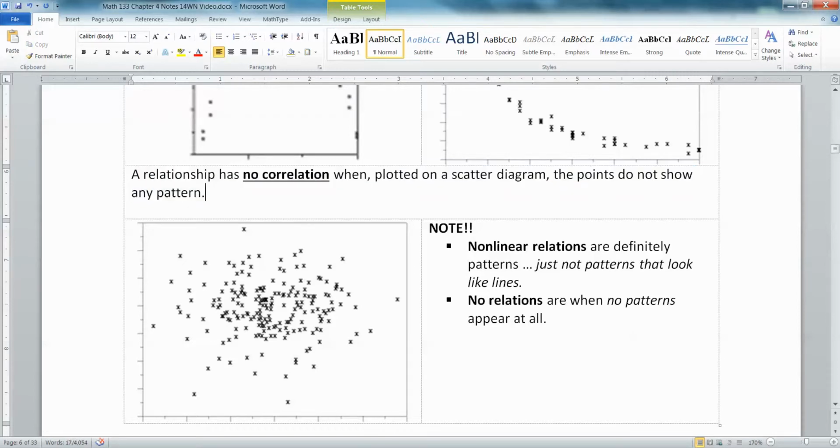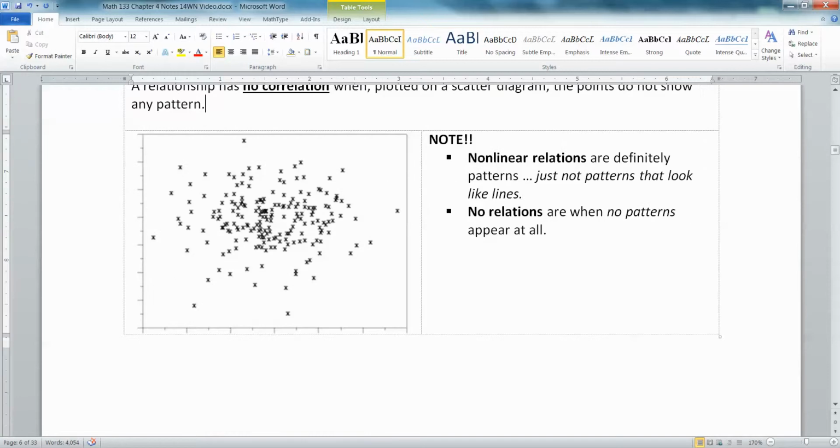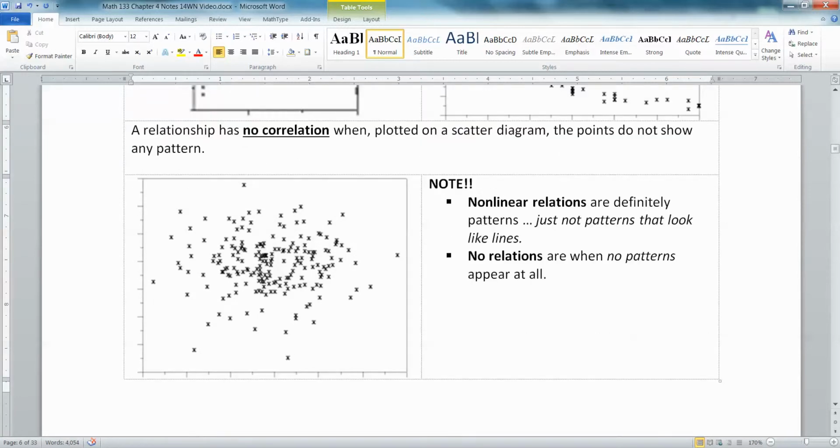That's not a correlation, right? So, for example, shoe size and IQ. That doesn't have a relationship. People with big feet aren't necessarily smarter, etc. Although I have big feet, so maybe I am. No, just kidding. All right, so nonlinear patterns are definitely patterns.